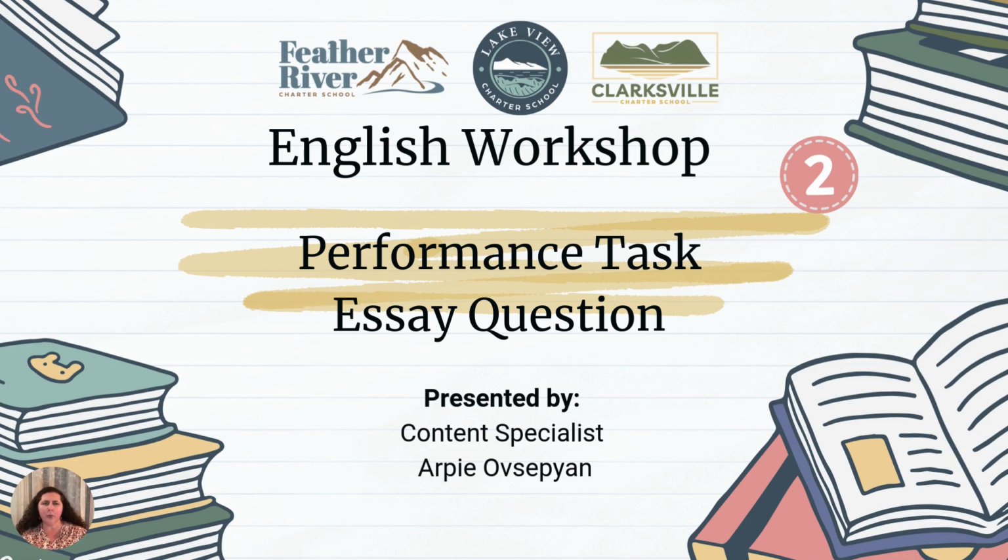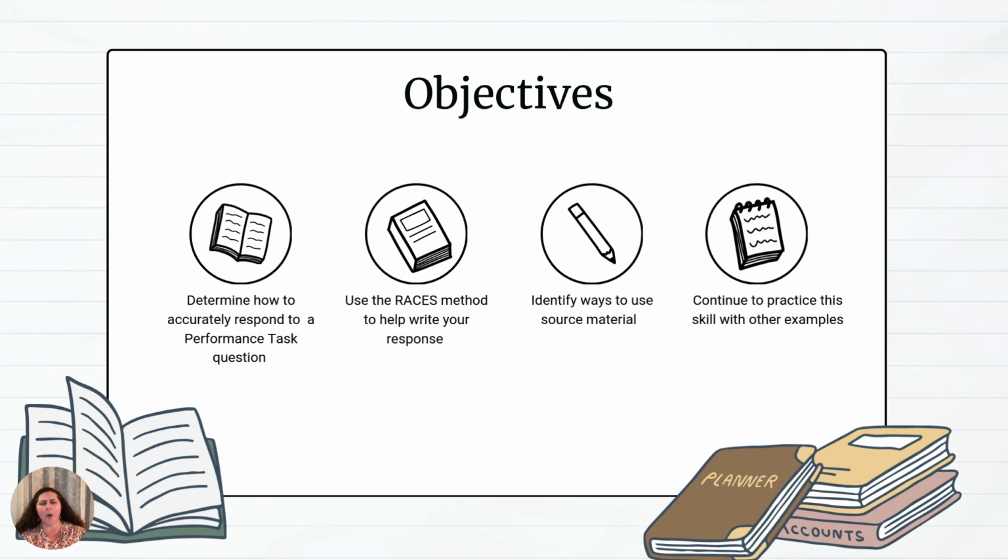Today we're on part 2 of our English workshop on how to effectively answer the performance task essay question on the CAASPP test. As you remember from our part 1 episode, we're really looking at how to accurately respond to this question and using different methods to help us in that pursuit. Today, I'm going to talk about the RACES method to help write your response. We're going to identify ways to use source material. And again, we continue to practice in order to improve our performance on the exam.